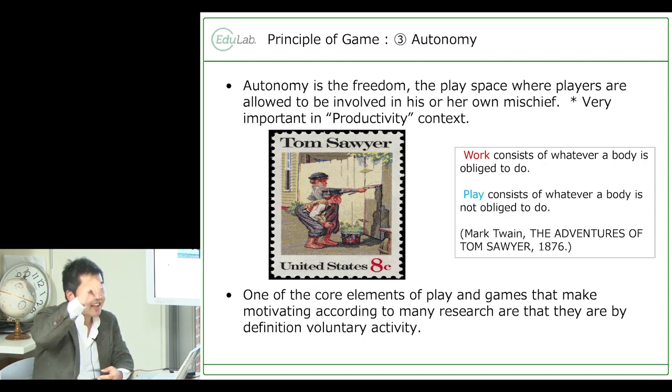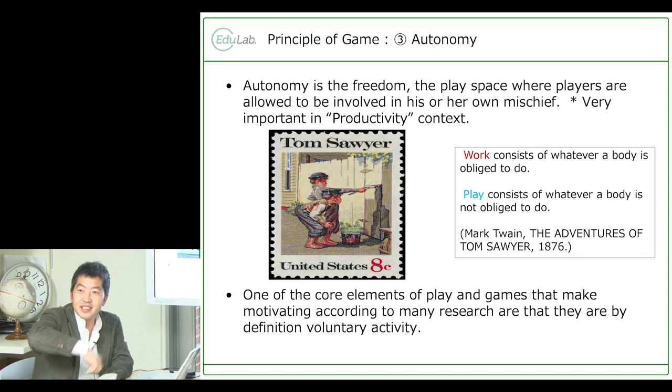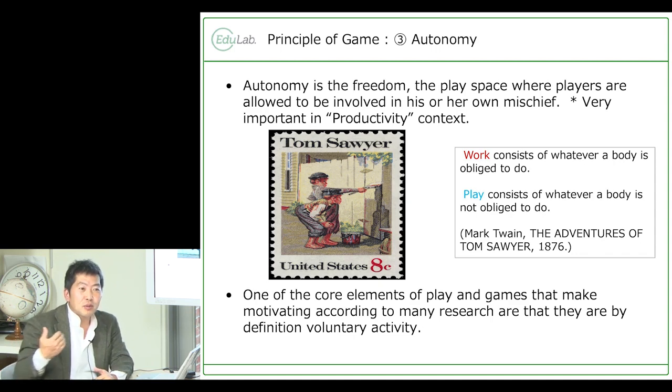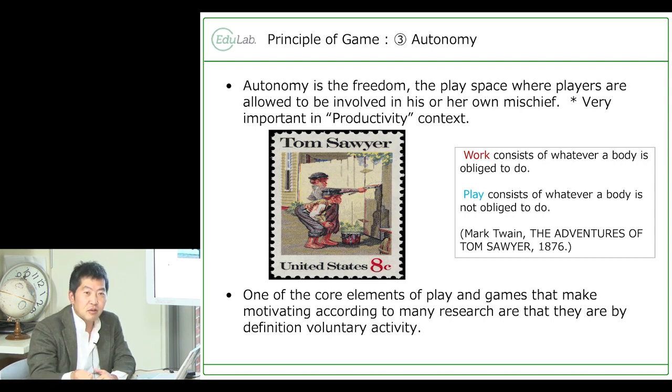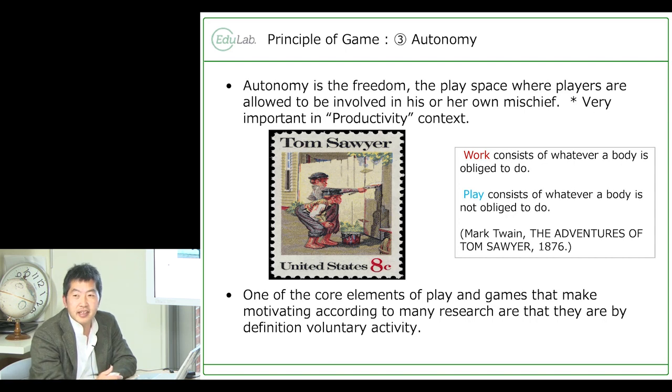So he started painting it and said, "Hey, this is so fun, right?" Eventually his friends came over and said, "What are you doing?" "I'm having fun. This is great." And friends said, "Really? I want to do that." He said, "No, you can't do that. I want to do this myself. This is fun." Eventually the friends were so persuaded that they said, "I will pay you to replace you." So not only did he gain money, but he was able to have his friend do his job in the end. What this describes is that in autonomy, there has to be a willingness. You're willing to do things. Work consists of whatever a body is obliged to do, but under optimal conditions, it has to be a play where you are willing to do it.